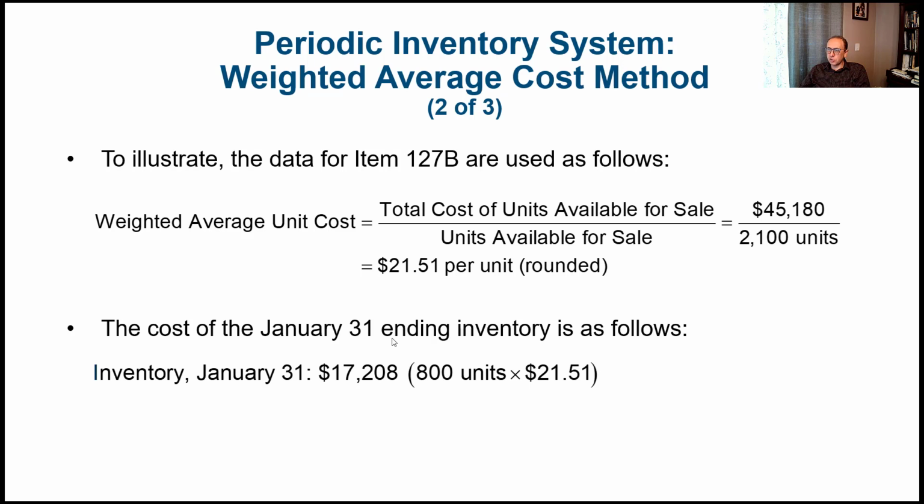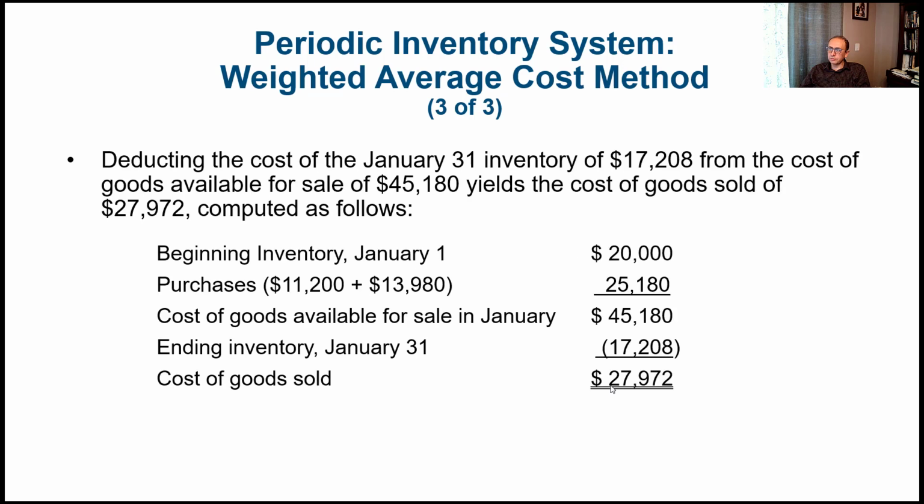So the cost of the January ending inventory would be the 800 units multiplied by 21.51, and that's 17,208. And of course, the value for the cost of goods sold would be the 1,300 multiplied by the same 21.51, which is the same weighted average. Or another way, you can just get the beginning balance plus the purchases, and you subtract the ending inventory that we just calculated to get the cost of goods sold, which is 27,972.